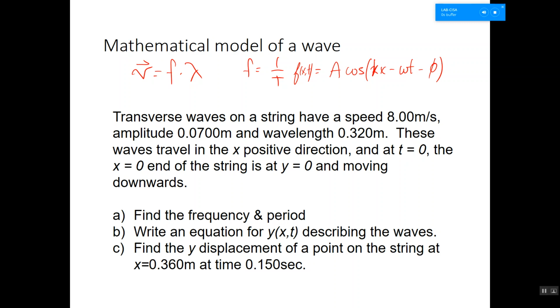Anyone find the frequency? Max, what'd you get? 25? Lara, you agree? What are the units? Hertz, good. 0.04? You want to tell me the unit? Seconds, very good.